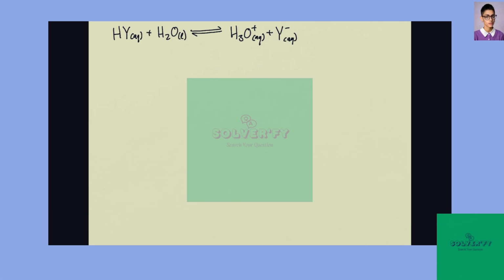Some weak acid, HY, partially dissociates into hydronium ions and Y-, and this forms a buffer. If this buffer has a pH of 8.77, where HY has a concentration of 0.110 molar and Y- has a concentration of 0.220 molar, we can calculate the pKa of HY using the Henderson-Hasselbalch equation.